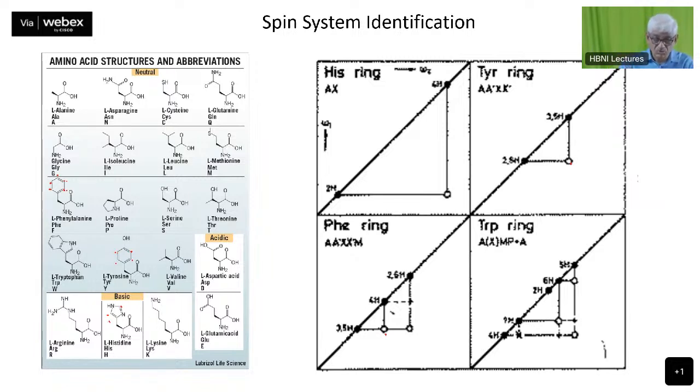Okay. So 4 to 26 you may or you may not find, but 4 to 35 you will find here, and 35 to 26 you will find, because these are neighbors, adjacent ones. Tryptophan ring you will see. Tryptophan ring has, again it is.